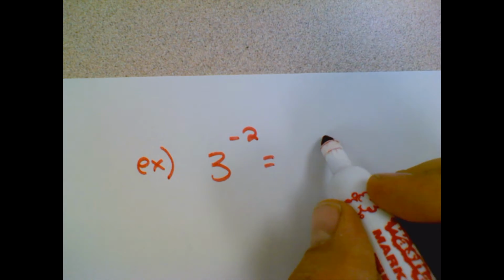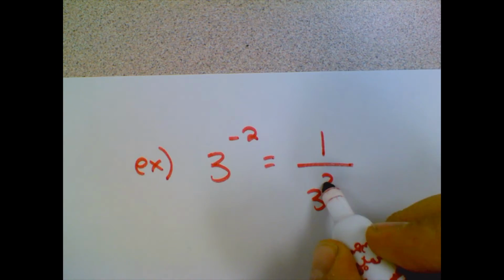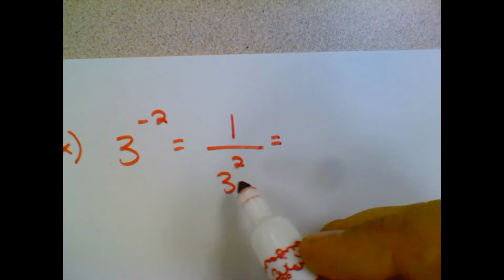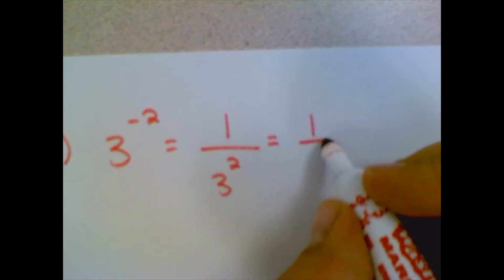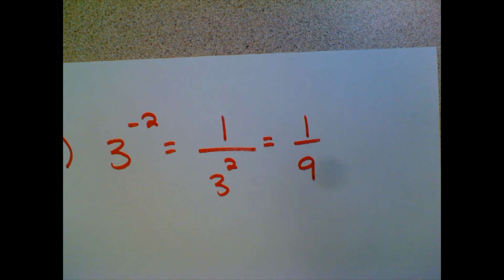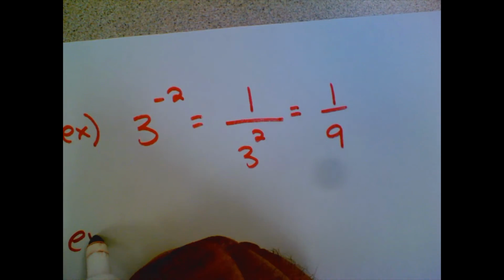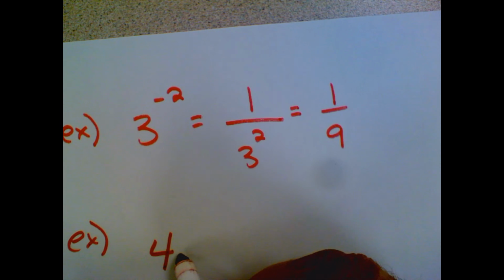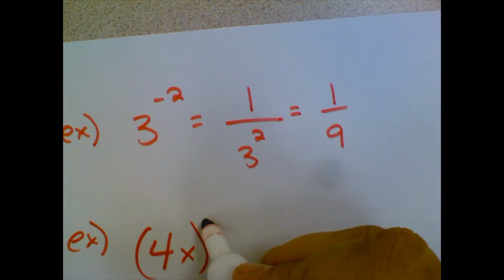Well, if we follow the pattern, it's 1 over 3 squared. Notice the exponent went from negative to positive, and now we can simplify that to 1/9. What if I had something like this? What if I had (4x) to the negative second?